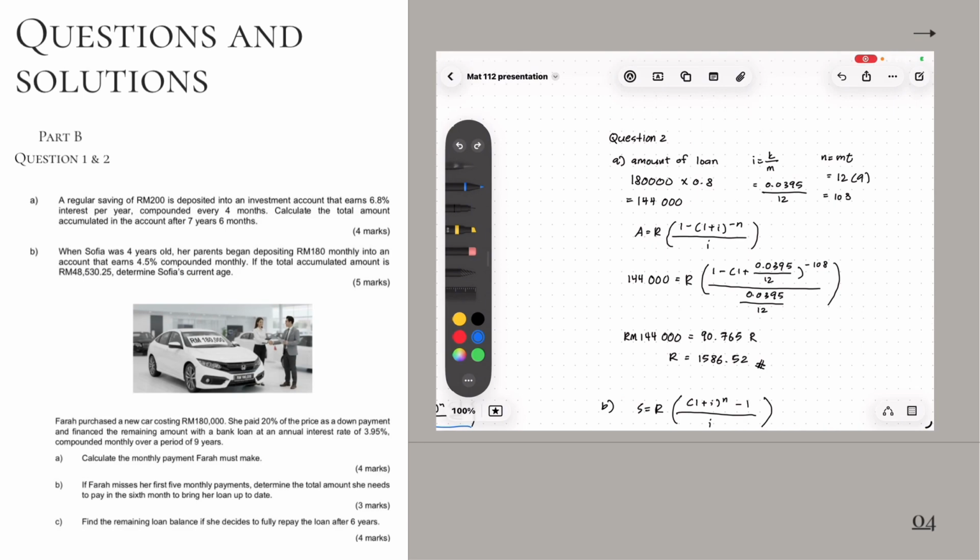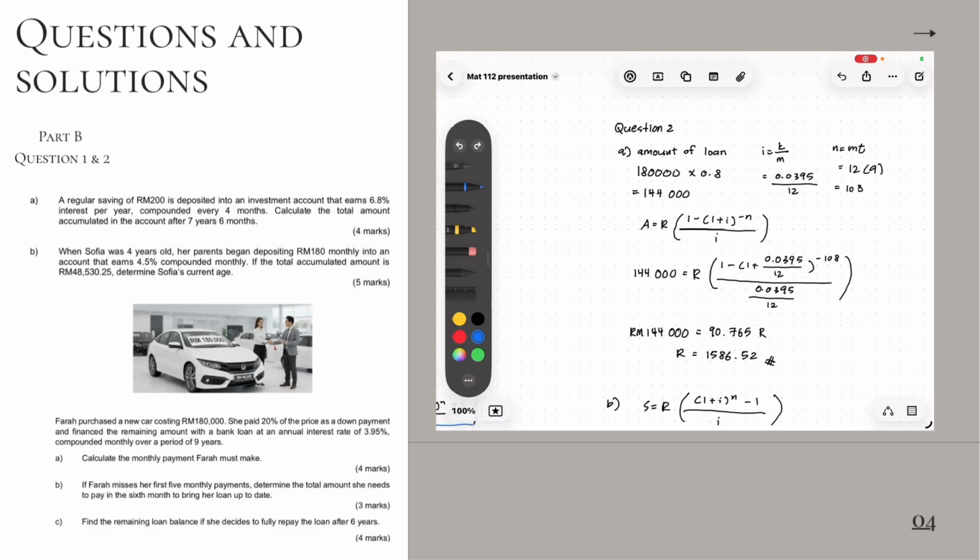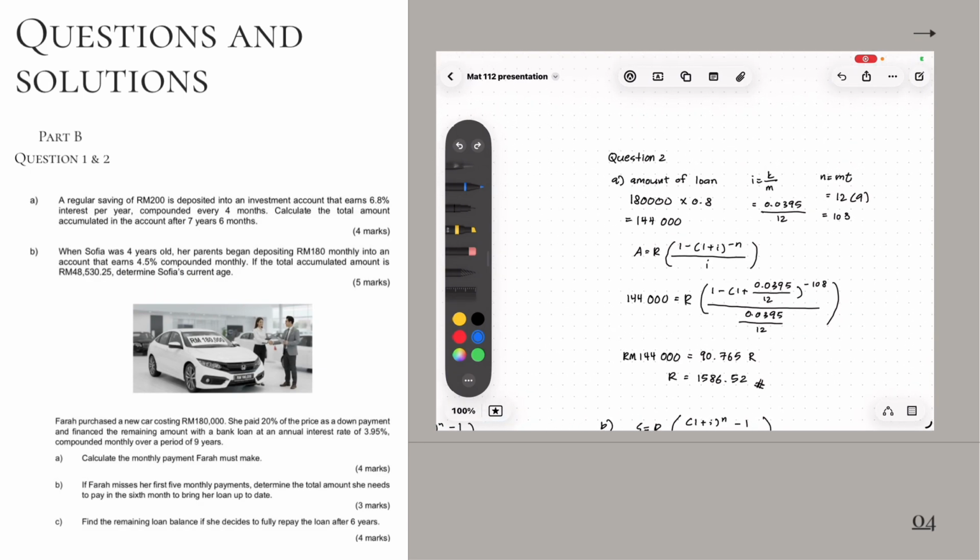Moving on to question 2. Farah purchased a new car costing 180,000. She paid 20% of the price as a down payment and financed the remaining amount with a bank loan at an annual interest rate of 3.95%, compounded monthly over a period of 9 years. Question A, calculate the monthly payment Farah must make. So in this question, we have to find the monthly payment that Farah has to pay.